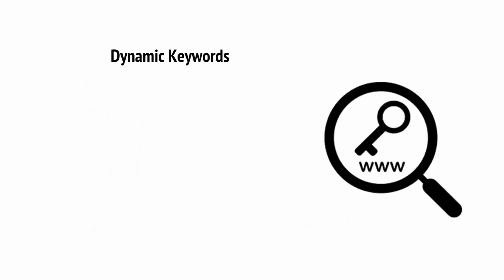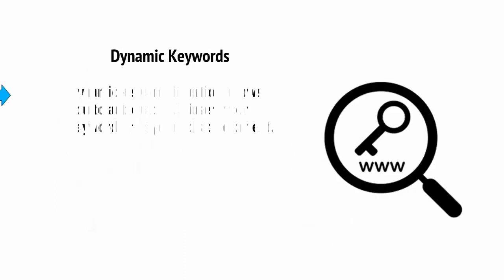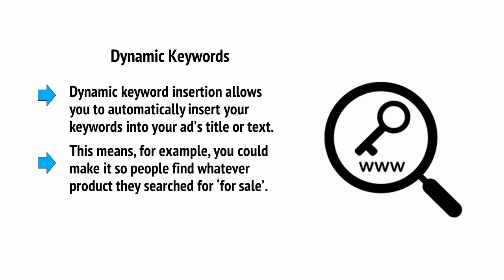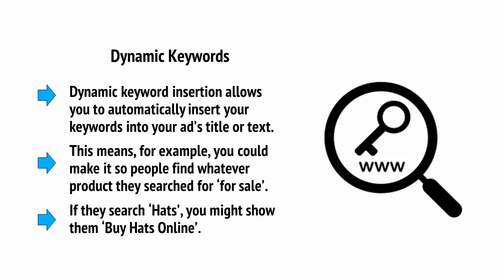Then there are dynamic keywords, and dynamic keyword insertion allows you to automatically insert your keywords into your ad's title or text. This means that, for example, you could make it so people find whatever product they search for on sale, or if they search hats, then you might show them buy hats online.